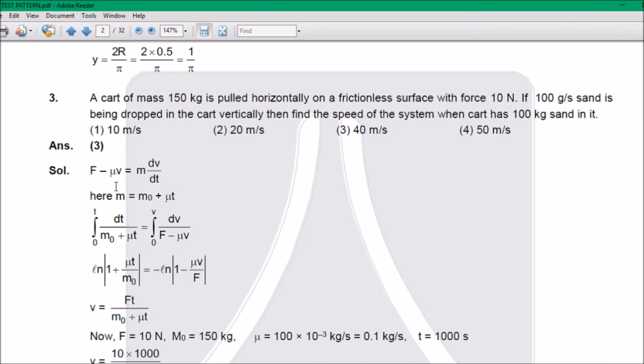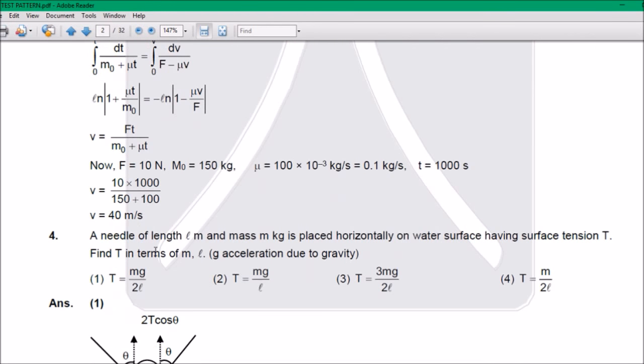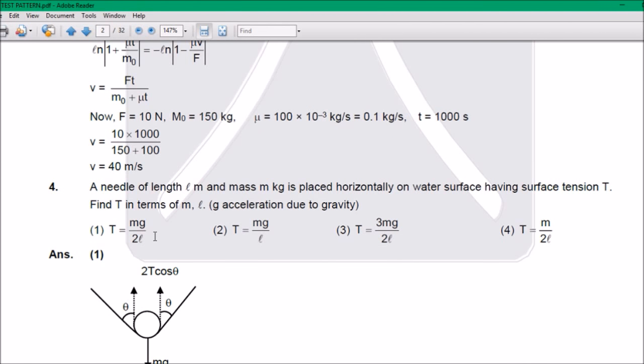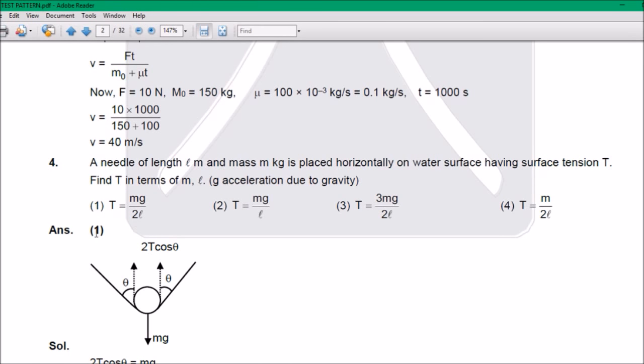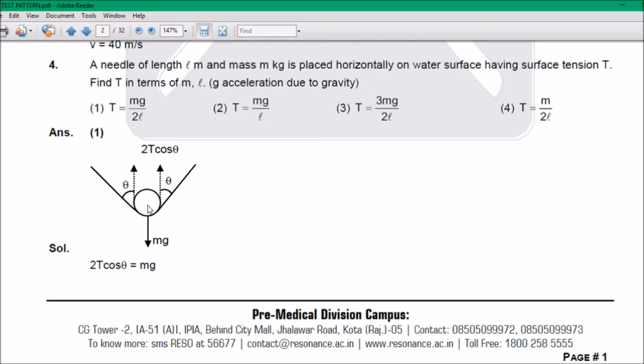Okay, F is equal to F minus uv is equal to m dv by dt. Okay, you are applying here and you are solving, you will get 40 meter per second. Fourth one is a needle of length L and mass m kg is placed horizontally on a water surface having surface tension T. Find the T in terms of m and L. Okay, so the answer is T is equal to mg by 2L.